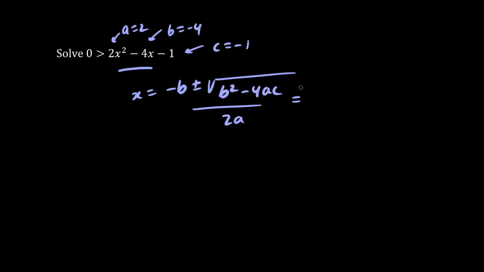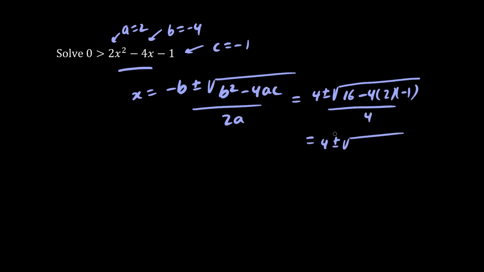So let's just substitute into the formula. x equals negative b, the negative of negative 4 is just 4, plus or minus the square root of b squared. b is negative 4, so negative 4 times negative 4 is 16, minus 4ac. a is 2, and c is negative 1, all over 2 times a. a is 2, and 2 times 2 is 4.